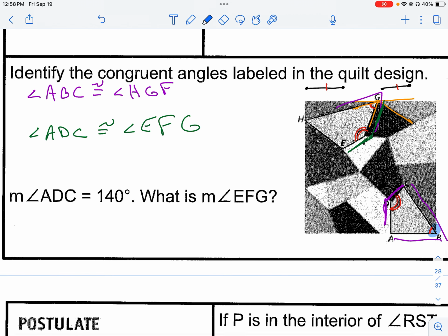All right, so angle ADC, which is this guy right here, is 140 degrees. What's the measure of EFG? EFG is right here. They both have two arcs, so they're congruent. So the measure of EFG equals 140 degrees, because that is the definition of congruence. We're going to stop there and pick up the rest of this section in the next video.